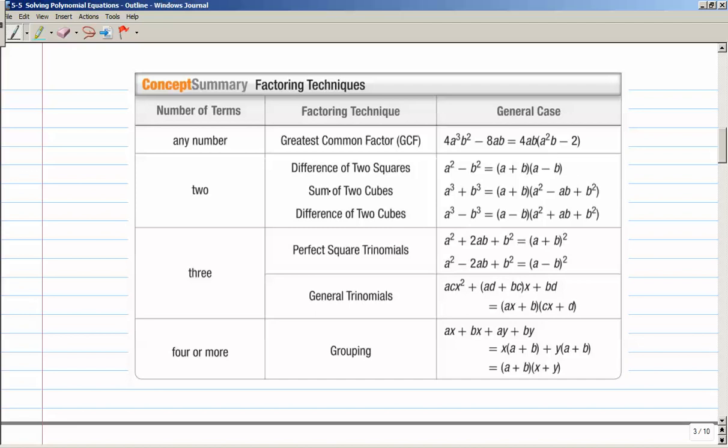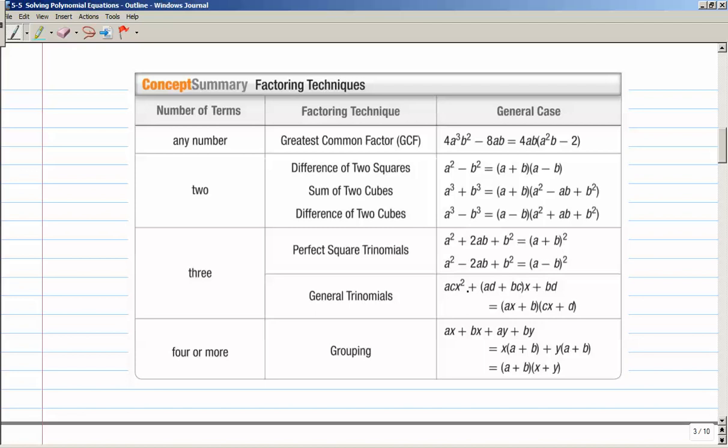Is it the sum of two cubes, a cubed plus b cubed? Or is it the difference of two cubes? That would be a cubed minus b cubed, in which case you have these formulas here. If there are three terms, is it a perfect square trinomial? Does it factor into something like a plus b quantity squared or a minus b quantity squared?